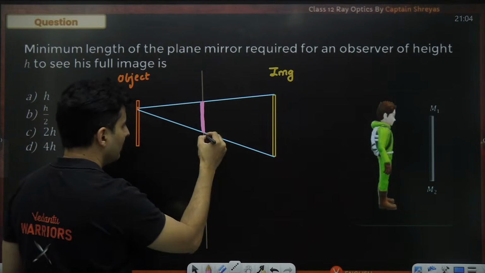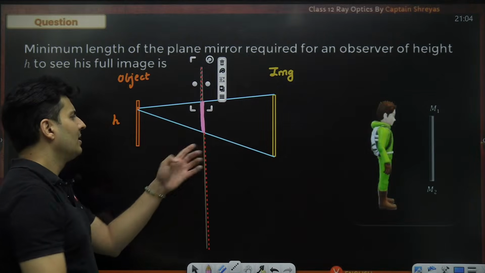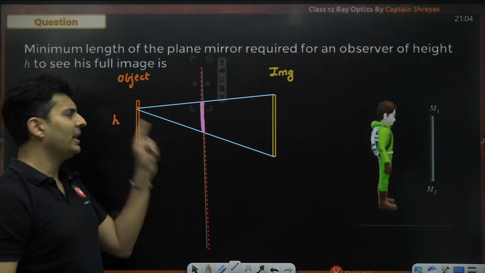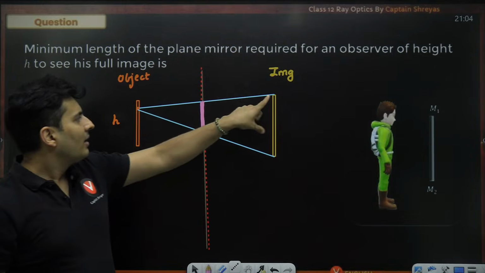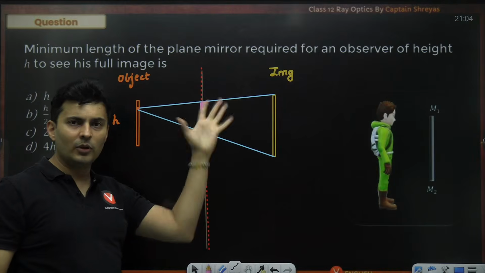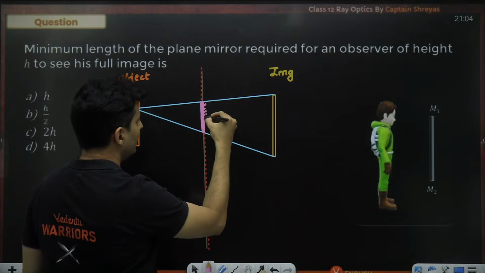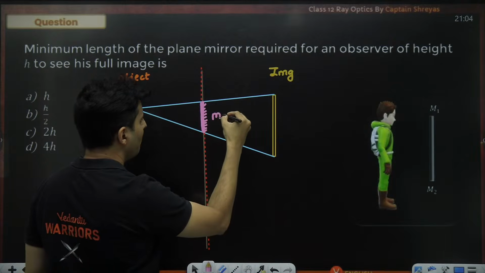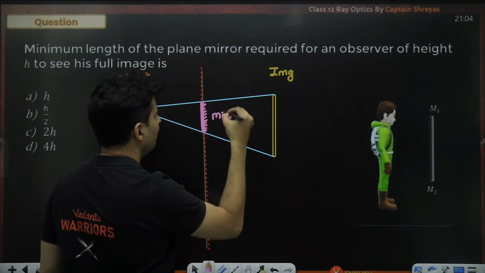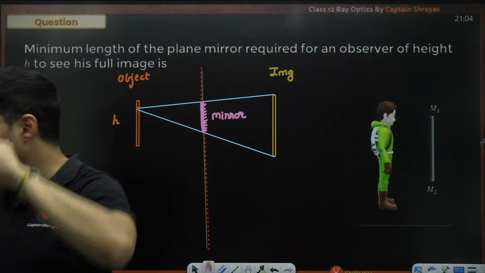This much window is not needed anymore because those rays will anyways be blocked and it is not entering my eye. Right now I'm able to capture the head, I'm able to capture the toe. That is enough for me. So this is the mirror which will then be needed. How many of you understood this concept of virtual window, how I have used it?